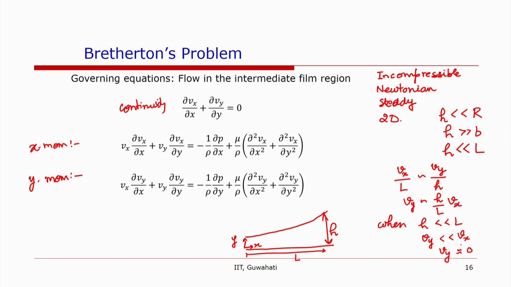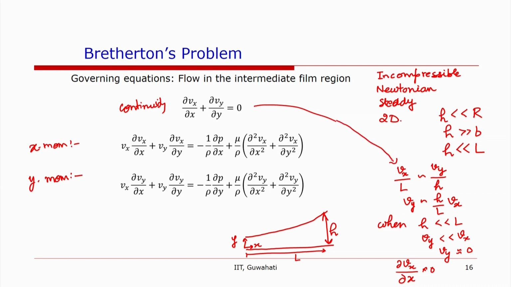If that is the case, we will also have the flow to be fully developed in such a case. So that means that del Vx over del x will also be approximately 0. This is what we have got from the continuity equation.